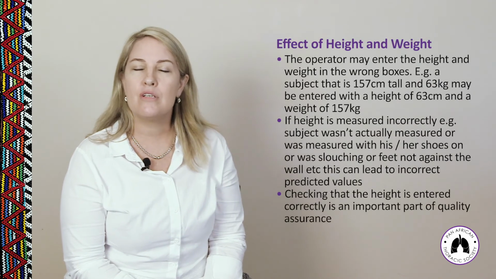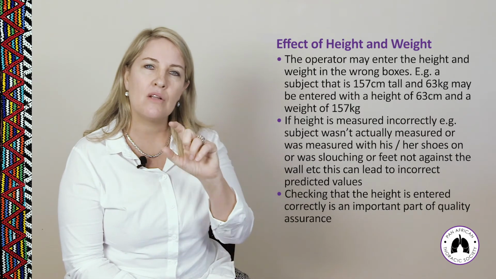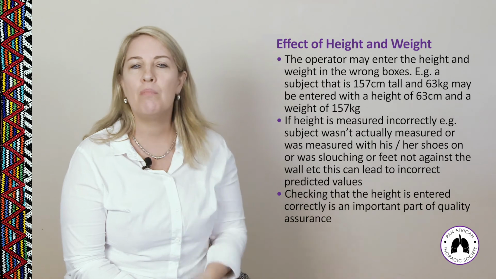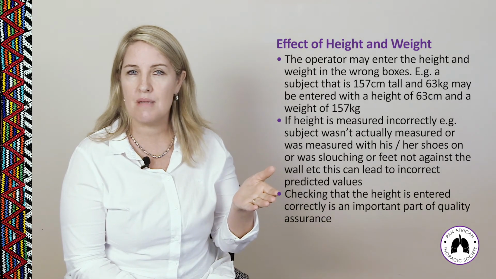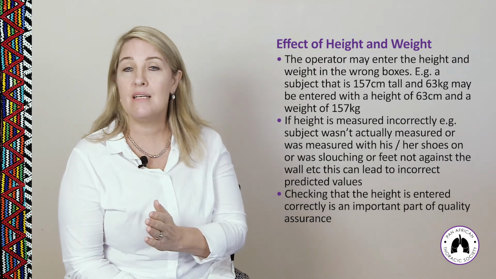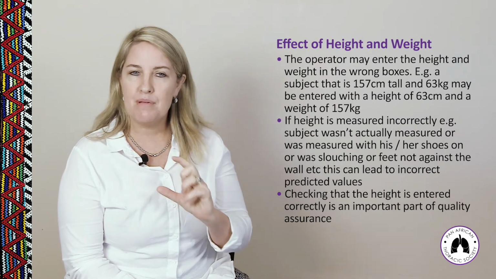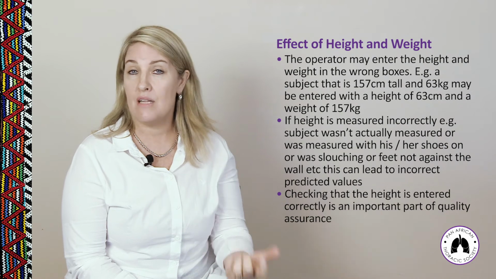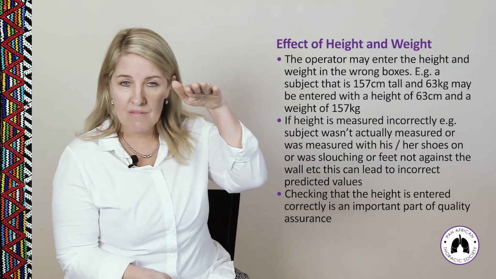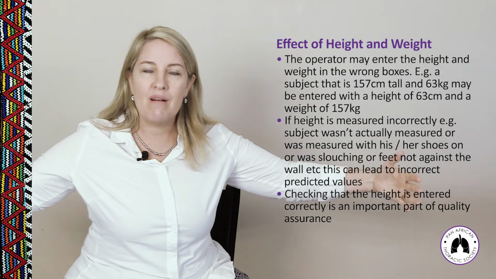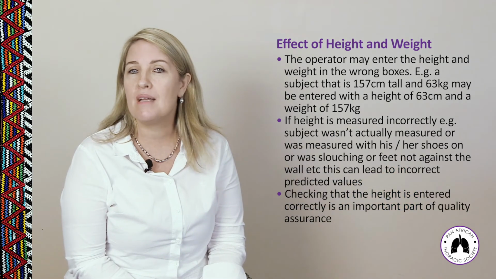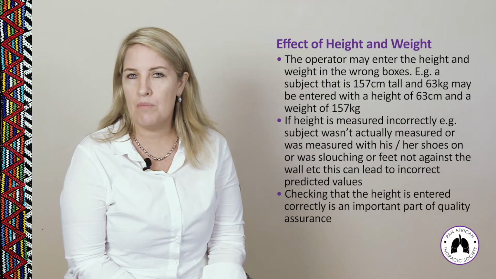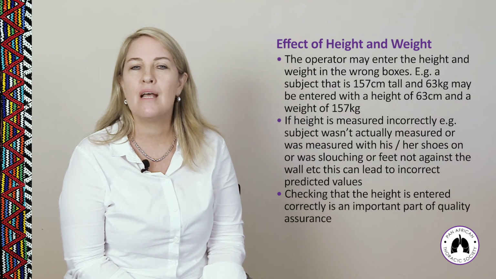Another thing that I've noticed is that the height and the weight can be incorrectly entered in the wrong boxes. So instead of entering the height as 157 centimeters and the weight as 63 kgs, perhaps the height will be entered as 63 centimeters, making somebody very short with a weight of 157 kilograms. And again, no predicted values will be given because the computer will not recognize this person as a human being.